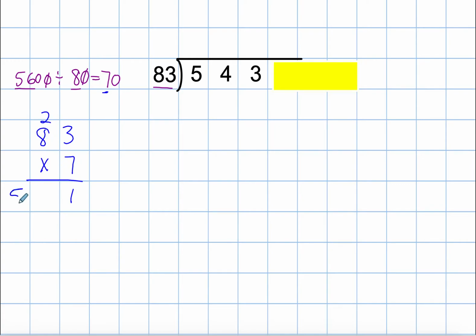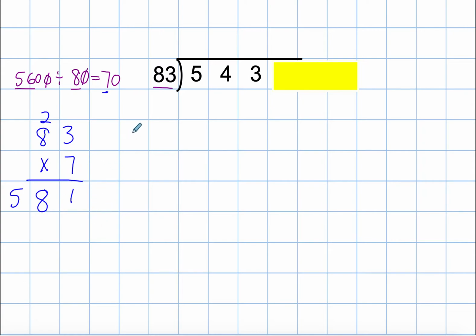56 plus 2 is 58. And I get 581, which is more than 543. So I know that is too many. So what I need to do is take one away.